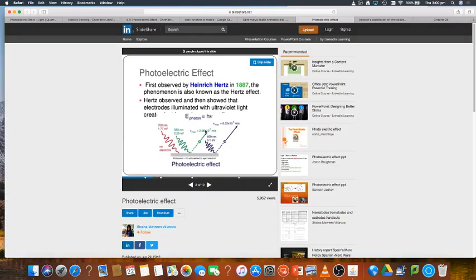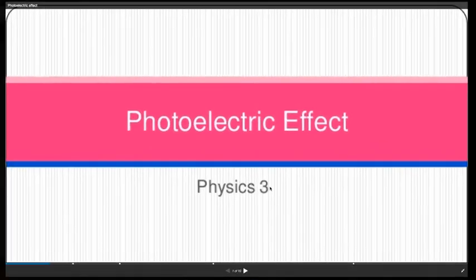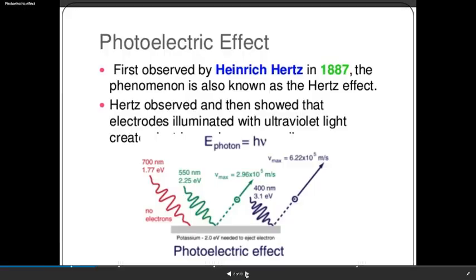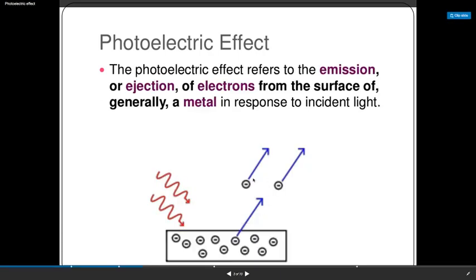So I've got a few slideshows for this. Okay. So the photoelectric effect, first observed by Heinrich Hertz, and known as the Hertz effect. So Hertz observed and then showed that electrons illuminated by ultraviolet light create photoelectrons. A photoelectric effect refers to the emission or ejection of electrons from the surface of a metal in response to incident light.